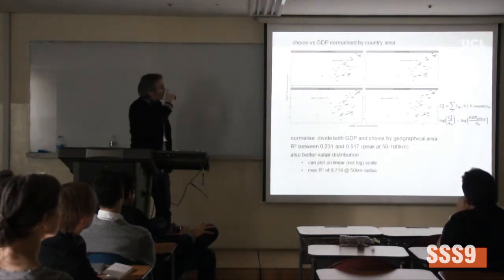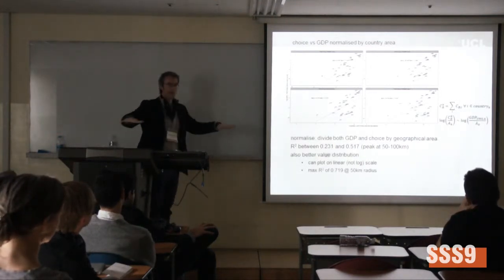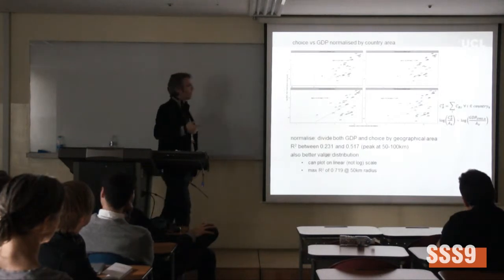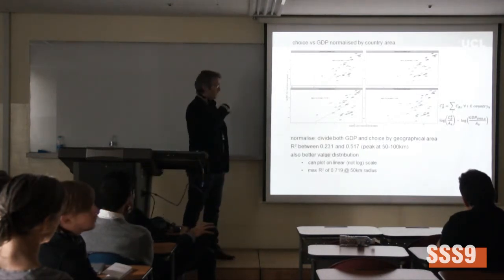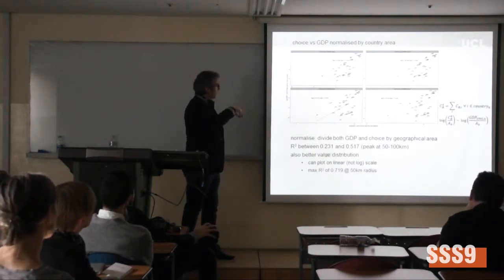So the first thing we did was to take it by country area. Obviously, if we have this case where there's a background network that's relatively even, lots of low choice values, but just the sum of all those roads together is potentially affecting the data. So what we've done is to normalize it by country area.